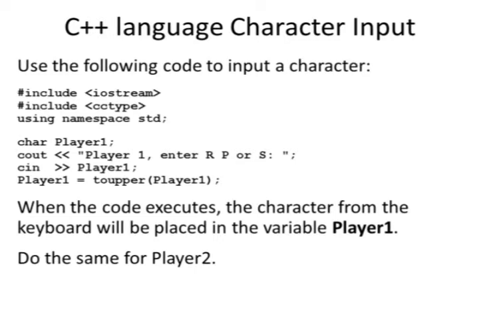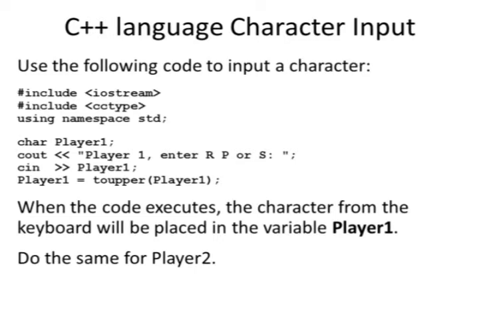The process is similar for using C++. This time I need to include iostream, and I'll include the C++ version of ctype.h, which is called cctype. I also need to make sure I use using namespace std. Define a character variable for player 1. Then you can say cout, player 1, enter R, P, or S.